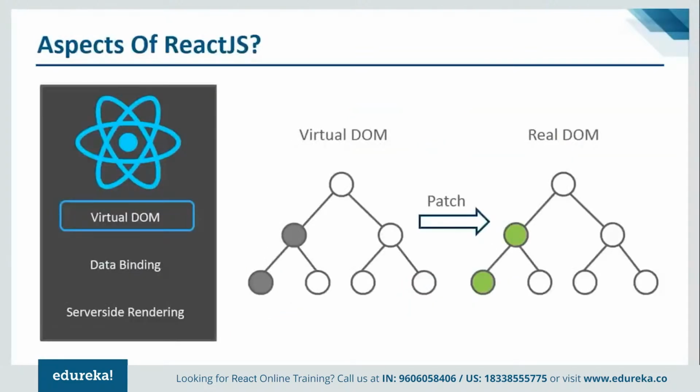Well, React has three main aspects. First, it uses the virtual DOM. Second, it has one-way data binding. And third, it provides server-side rendering. Let's now discuss them in detail. The first is the virtual DOM. So, as I've told you, it uses the virtual DOM.